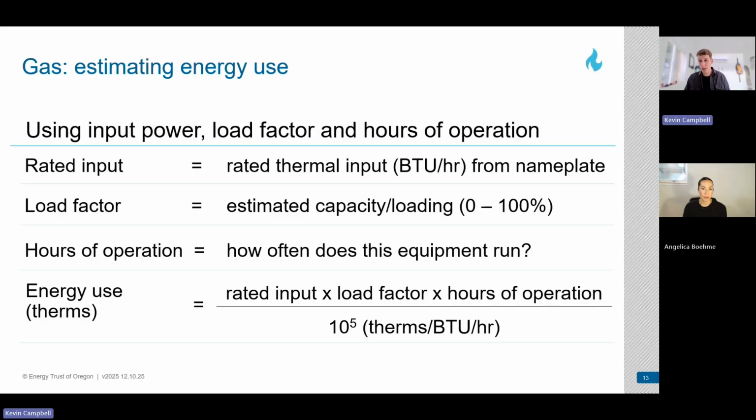Okay, so now that we've reviewed how to estimate energy use for electric and natural gas equipment, and we talked a bit about how to understand your electric and your natural gas bills, let's talk about one place where you may need to apply some of these new skills.